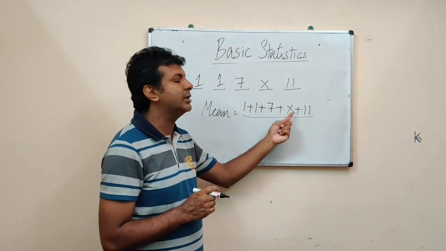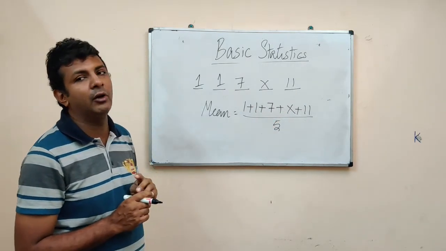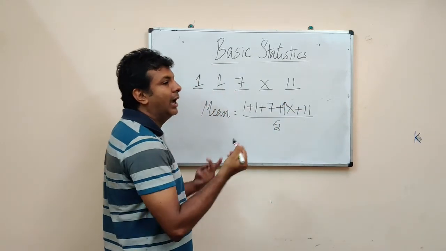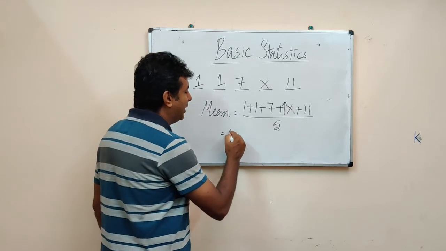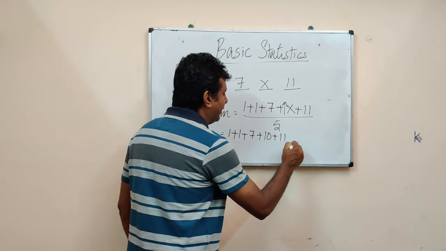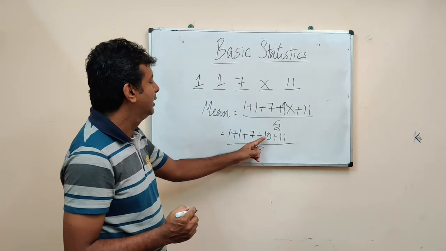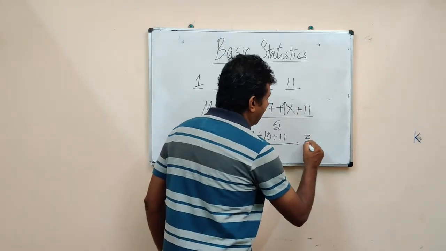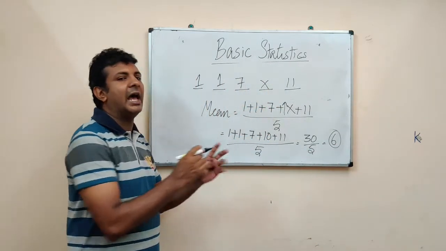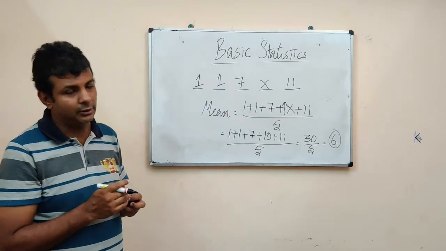And if it is 8, 9 or 10, what value of x will give the maximum value of mean? If the mean has to be maximum, then x has to be maximum. And under the given conditions, it can only be 10. So you have 1 plus 7 plus 10 plus 11 divided by 5. And what is the value? 8, 18, 29, 30. And 30 divided by 5, that is 6. This is the maximum value for the mean as far as this particular set is concerned.